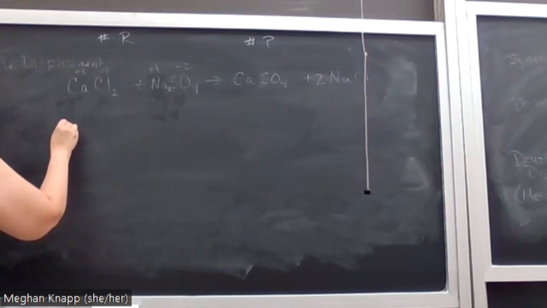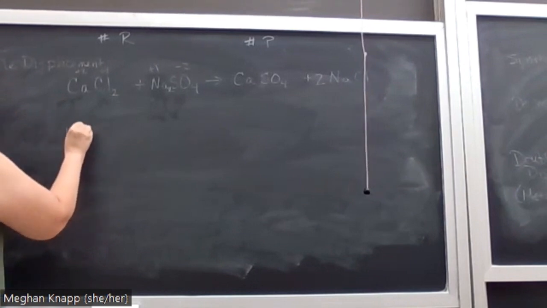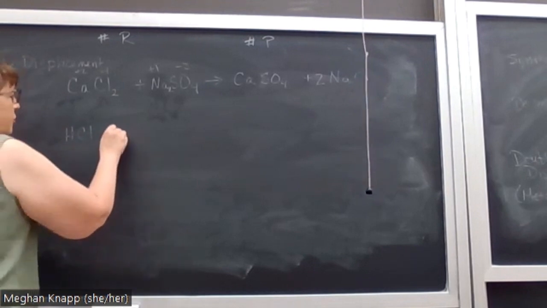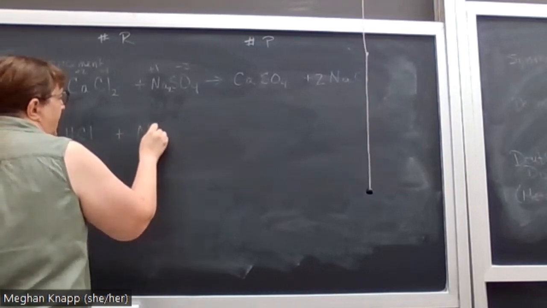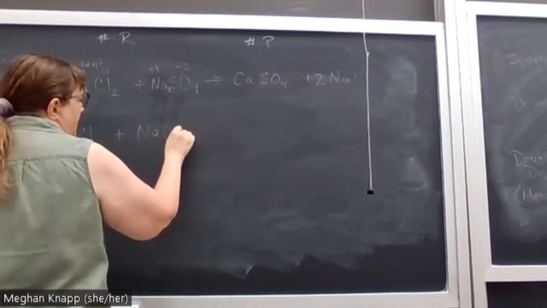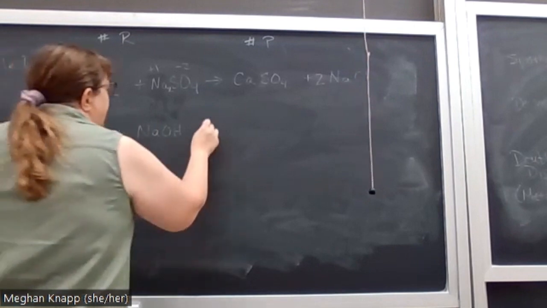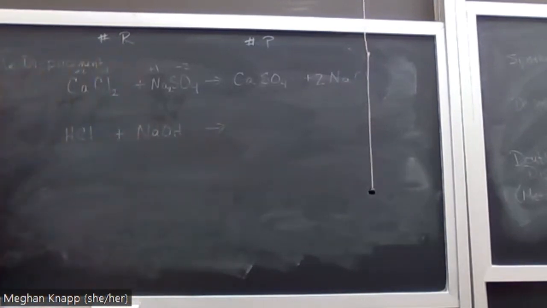So let's say I had HCl. That's what acid? Hydrochloric. So we use hydro because there's no oxygen. If there were an oxygen there, then we would not say hydro. This is hydrochloric acid. And we're going to react it with the ionic compound NaOH, which goes by the name sodium hydroxide. And these are going to react.